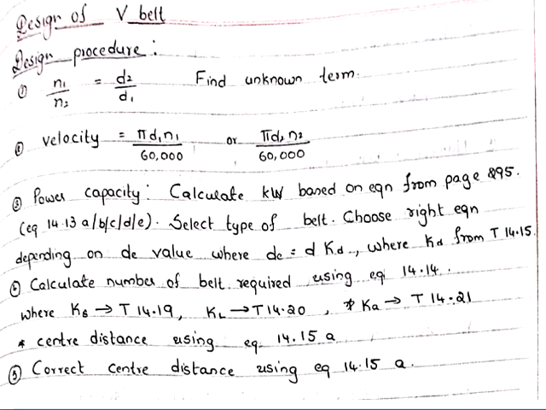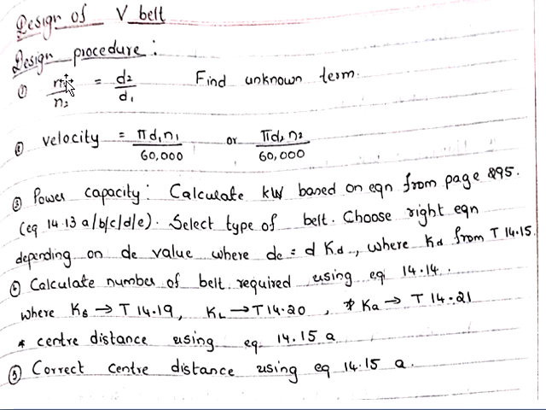Coming to the design procedure of V belt drive. Step number 1, this is similar to flat belt drive. Use the velocity ratio equation n1 by n2 is equal to d2 by d1. Usually in V belt drive thickness will not be given, so you need not consider thickness along with diameter. So remember, step number 1, find out the unknown term. It can be either d1, d2, n1 or n2 using the velocity ratio equation.